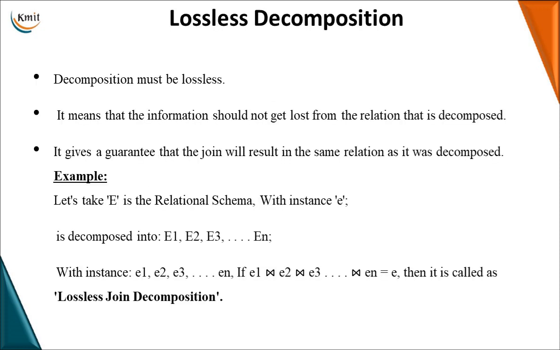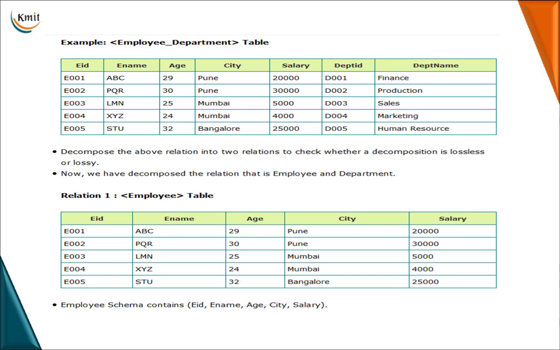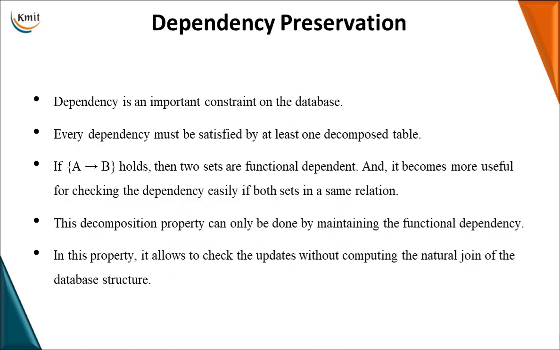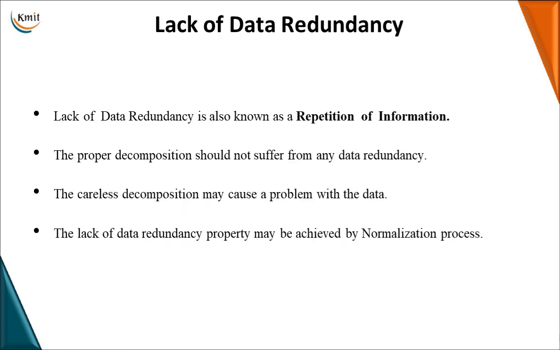When I say decomposition should be lossless, I should be able to reconstruct the original table by joining all the multiple tables that we have. Similarly, in this table, department and employee ID determine the employee name, age, the city he belongs to, and salary. All of them are in one table, so I am observing inconsistent data.